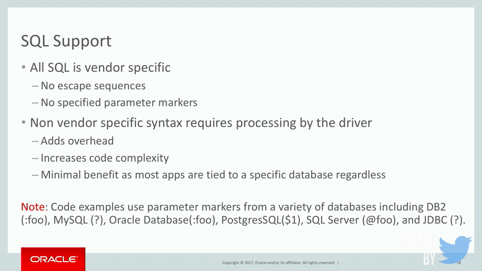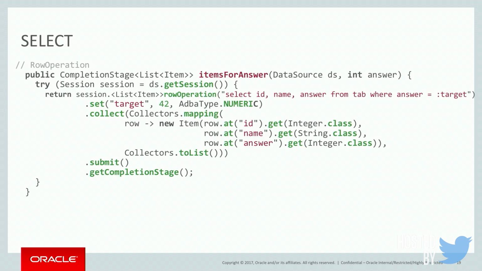Okay, so for example, at the bottom of the slide, you can see the different parameter markers used by different database vendors. DB2 uses colon, MySQL question mark, Oracle Database same as DB2, Postgres, etc. So we don't want to deal with those things at the API level, at the implementation level. So we just push down the SQL as received from the user code.